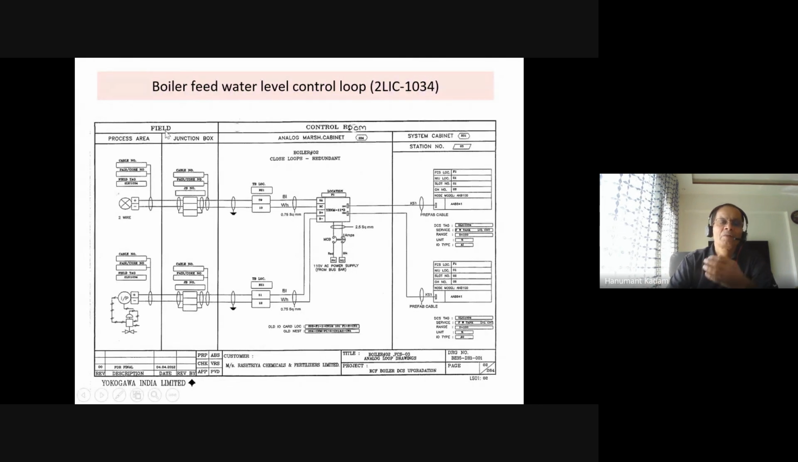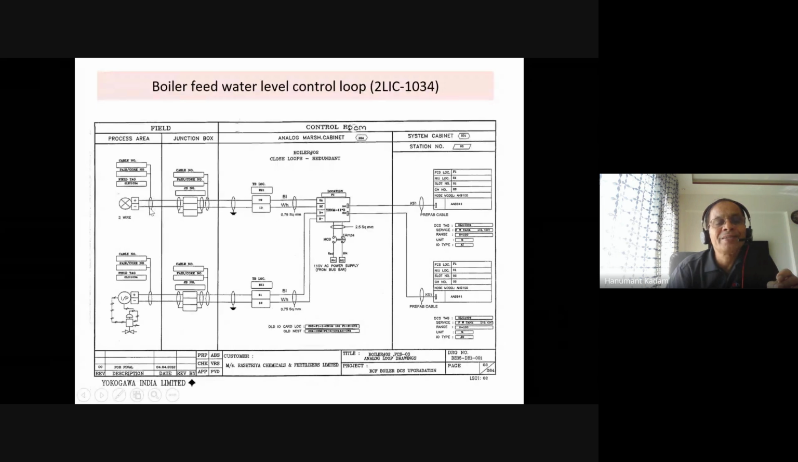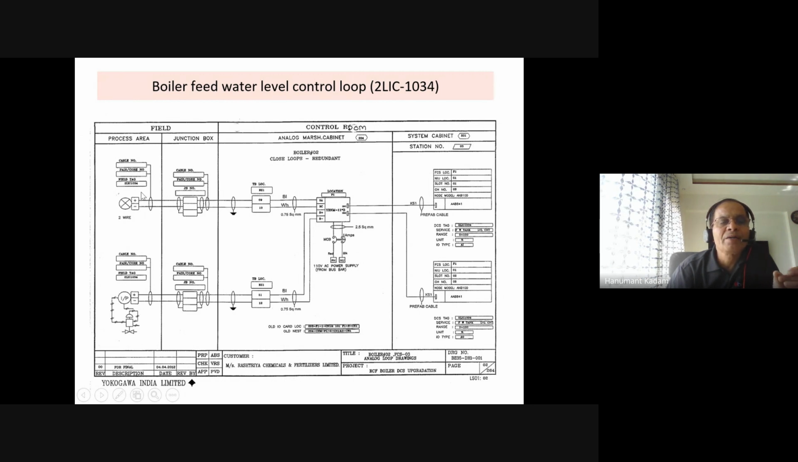In the field, in the process area, you can see the transmitter mounted. I have shown the actual transmitter. So the transmitter is here, two wire, and from the transmitter you can see plus and minus wires, 4-20 milliampere signal generator. This wire, this cable, has a number. Then you have the pair and core number and tag number. Here it is mentioned on this cable.